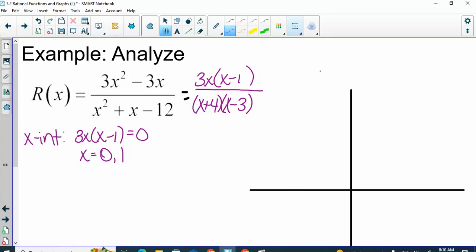There's going to be the y-intercept. So y-intercept, if you plug in 0 for all of your x's, you can do it in the original or the factored form, whatever is easiest. So we get 0 divided by negative 12, which is 0. Wouldn't it be negative 1? Well, 0 times negative 1.